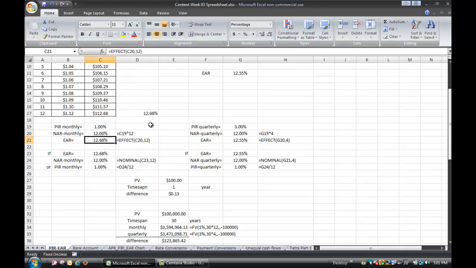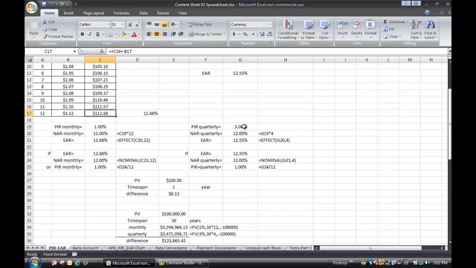To get to the EAR, instead of the tabulation, we can use a function called the effect function. It's the effect of compounding. We start with the NAR. It's not the PIR as the argument, it's the NAR, the nominal rate, C20, and for 12 compounding periods per year, and it will result in 12.68%, which is what we surmised up here.